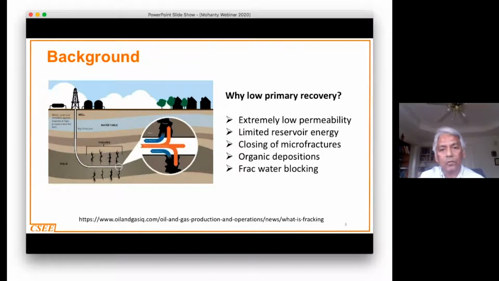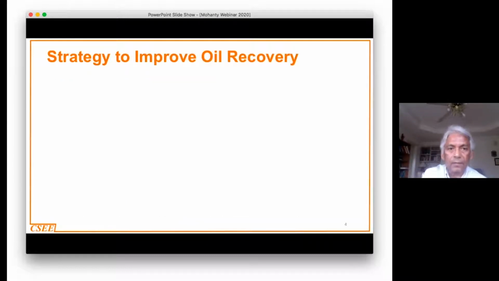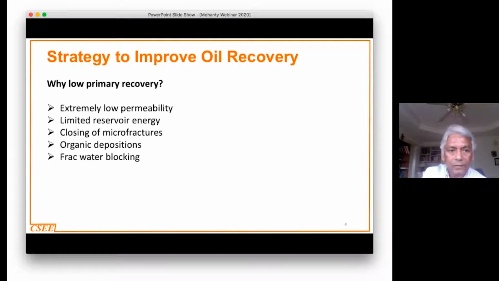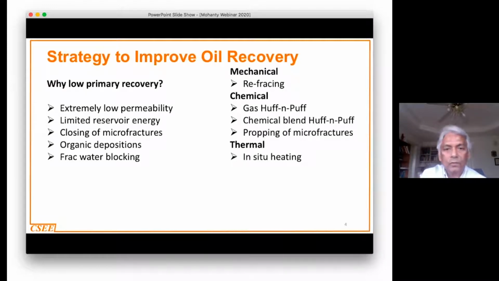Okay. So these are the reasons why the primary recovery is limited. What can we do to improve this? So let's look at different strategies. So these are the reasons. So these are the things we could do to improve it. The first thing is mechanical. We can go refrac. In fact, Professor Sharma in our department does a lot of work on that. We work on chemical, a little bit on thermal techniques. In the chemical techniques, we can inject some gas like CO2 or hydrocarbon gases and do Huff-n-Puff. And a lot of people have tried this out now in Texas, and they see very good response to that.